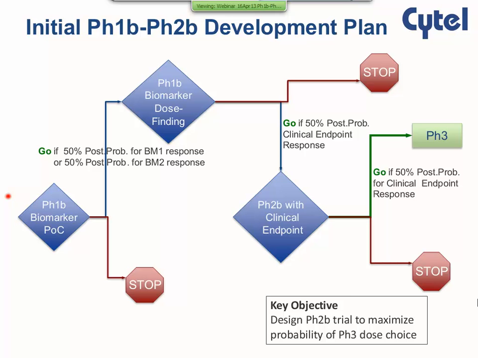So if there's a go, then they move to the phase 2B trial with the clinical endpoint and leverage that information from a combined analysis of the first 2 trials to help design that phase 2 trial with the clinical endpoint. And then there's the same go, no-go criteria to phase 3 and a phase 3 dose choice. So the key objective is to design that phase 2B trial to maximize the probability of getting the phase 3 dose right.